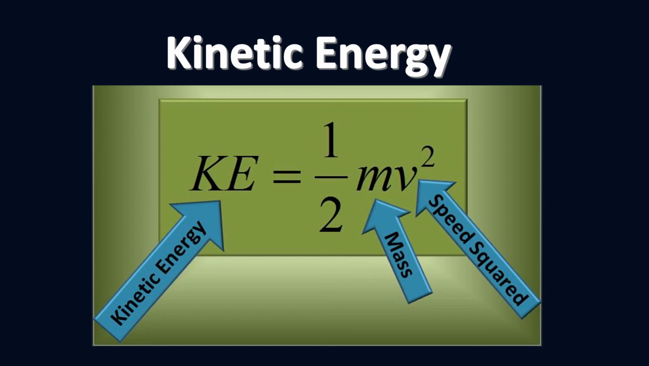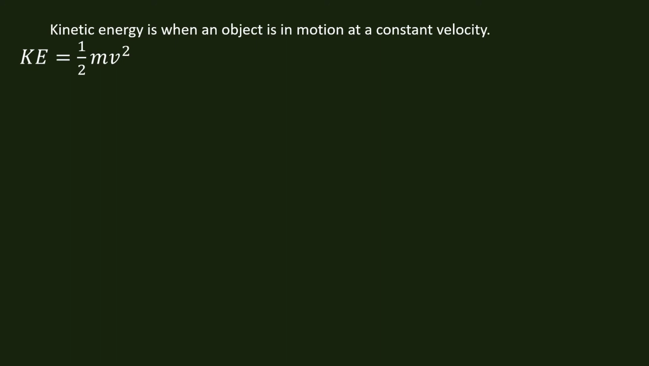Now let's move to another subject, another equation with kinetic energy. So kinetic energy is when an object is in motion at a constant velocity. So kinetic energy is only and only related to a velocity, a constant velocity. If there is an acceleration, that is no longer just kinetic energy. It's actually the change in kinetic energy, and we'll talk about that a little further down here.